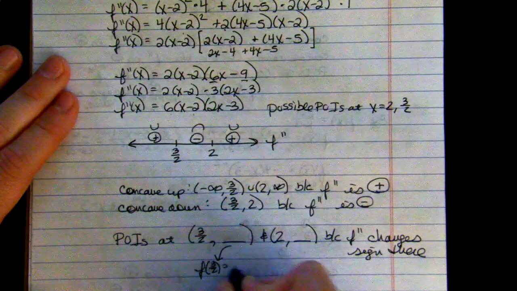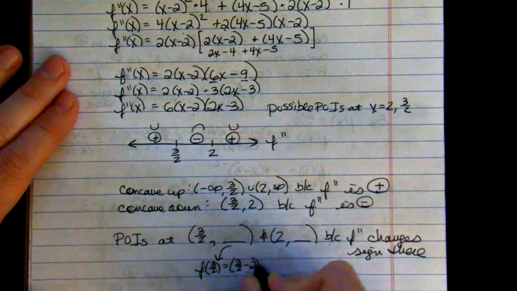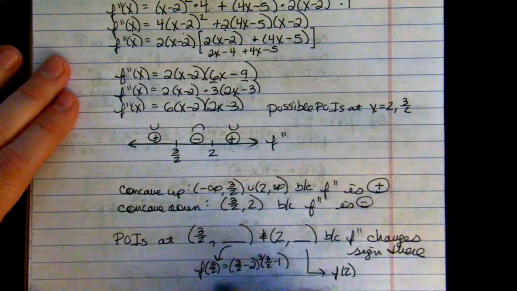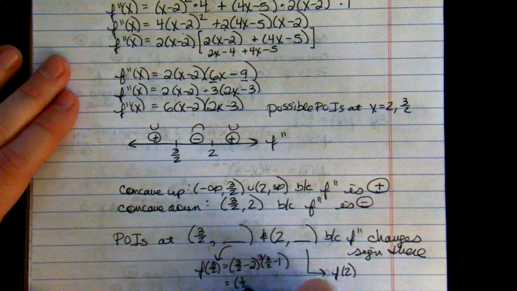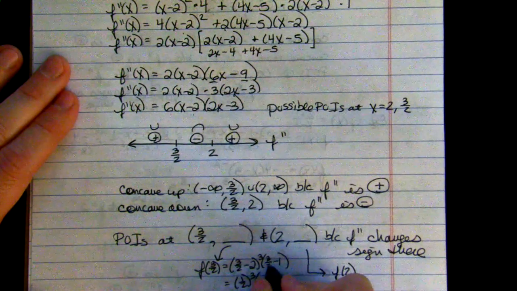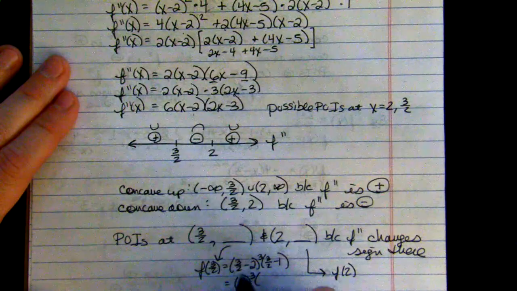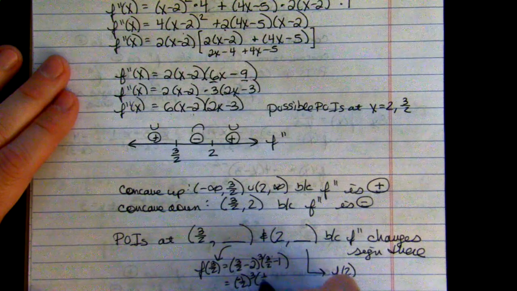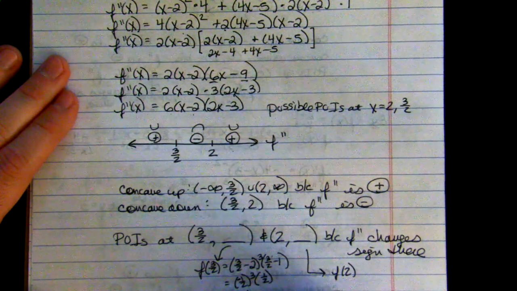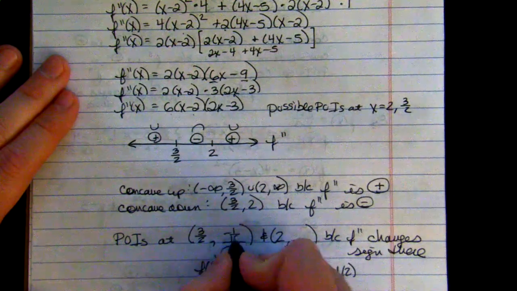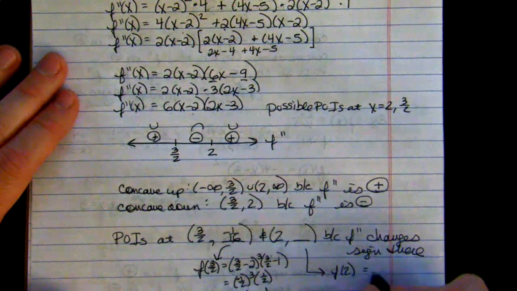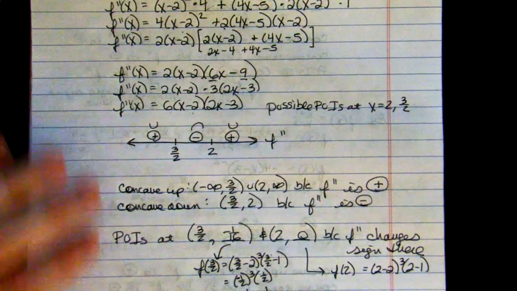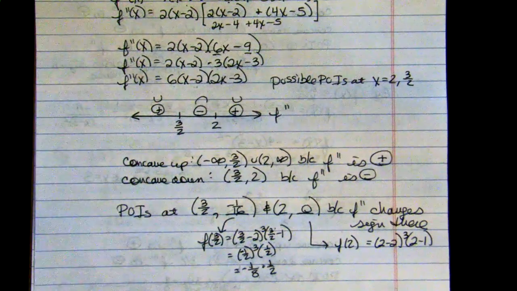So f of 3 halves equals, oh goodness, let's see, 3 halves minus 2 cubed times 3 halves minus 1. This is 1 half cubed times, oh wait a minute, no it's not, sorry about that. 3 halves minus 4 halves is negative 1 half cubed. 3 halves minus 2 halves gives us 1 half over there. This is negative an eighth times 1/2, I think negative 1/16. 2 comma, this is going to, oh, this is going to be way nicer. We're just going to get 0 out of that.